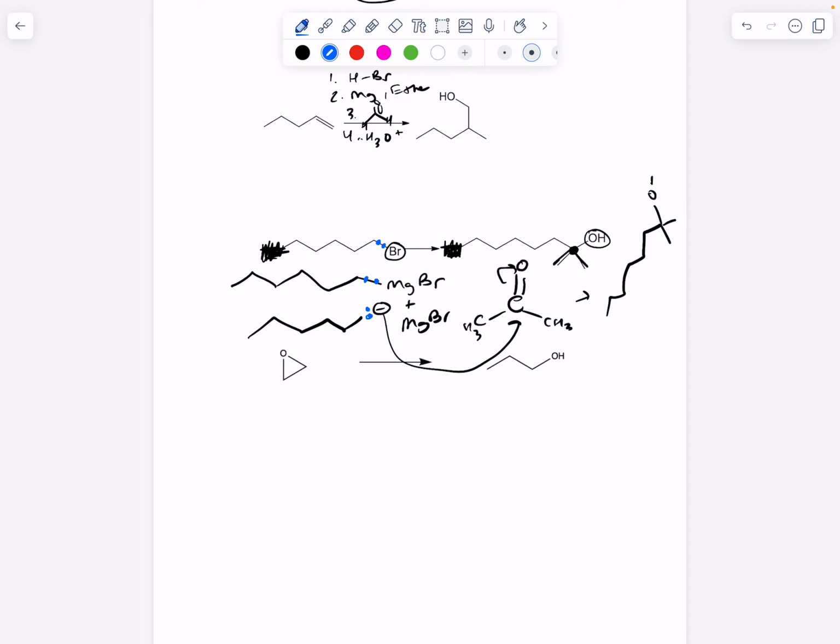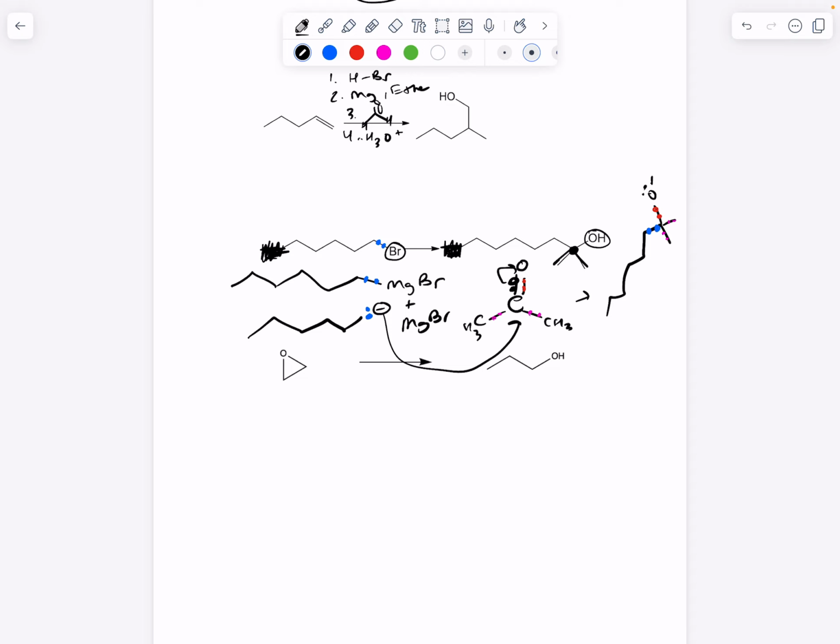These two blue electrons made the bond right here. And then this carbon-oxygen bond is still in place. These CH3 bonds are still in place. And the electrons in this bond that broke are what made this lone pair right there. So that's how I'd approach that problem.